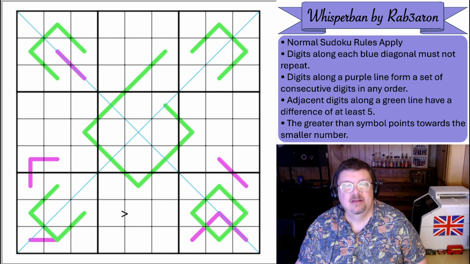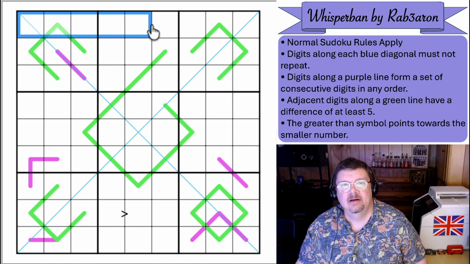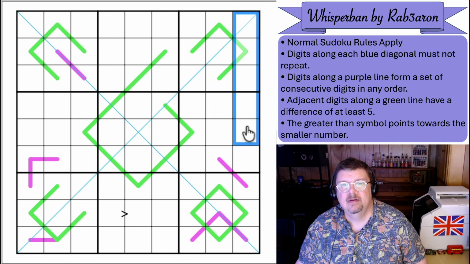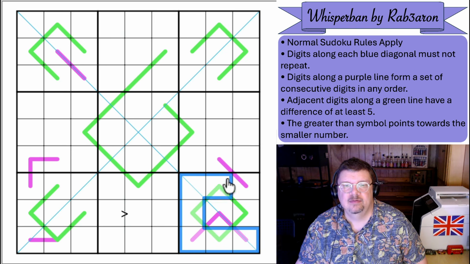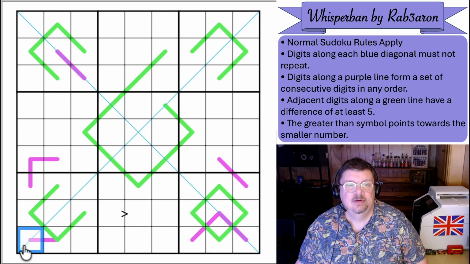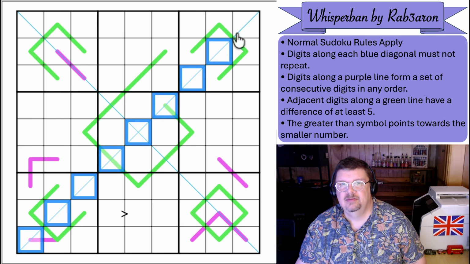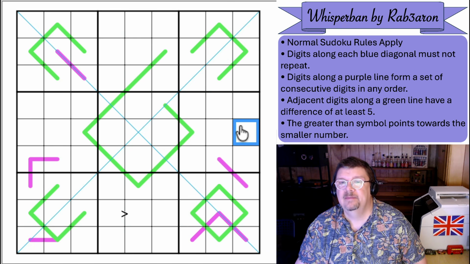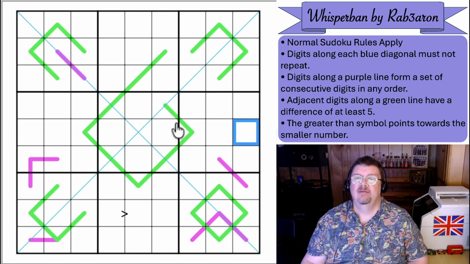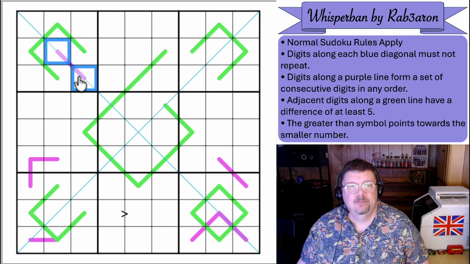Let us have a look at the rules for this puzzle, which will be the first link in the description if you'd like to try it for yourself. All right, normal Sudoku rules apply. We are going to place the digits 1 to 9 once each in every row, every column, and every box. Along each blue diagonal, digits must not repeat. So this is a set of the digits 1 to 9, and the other diagonal applies to that as well.